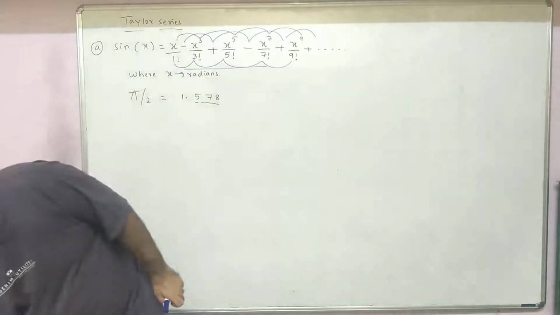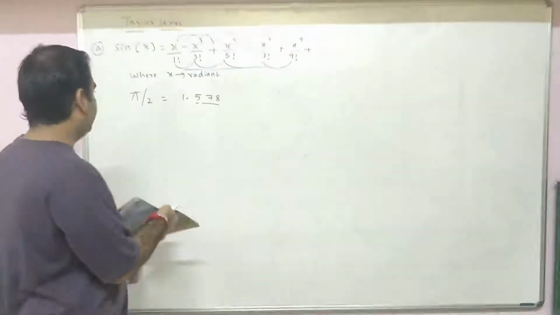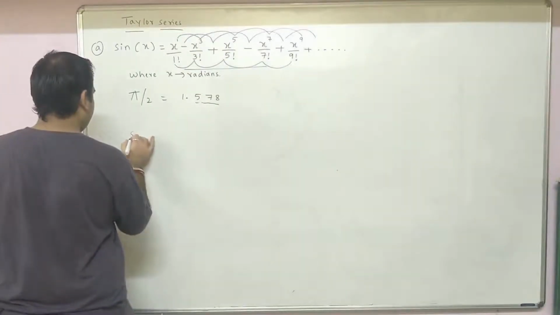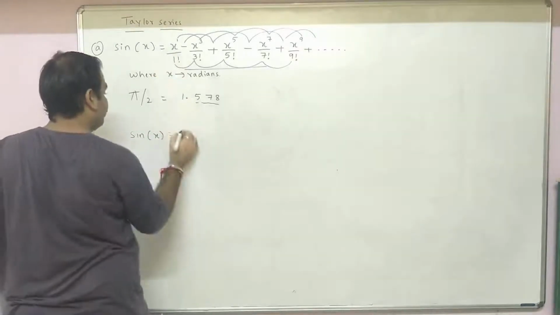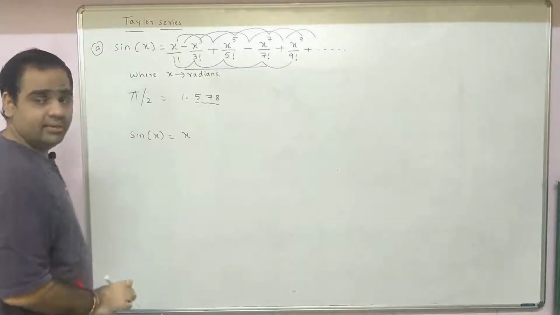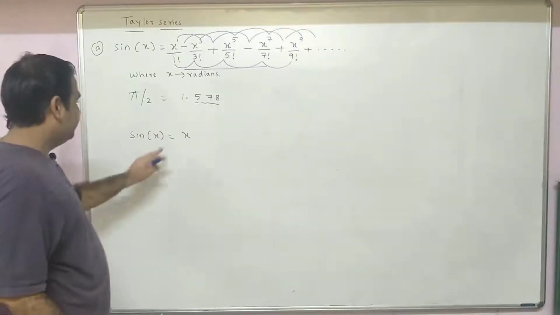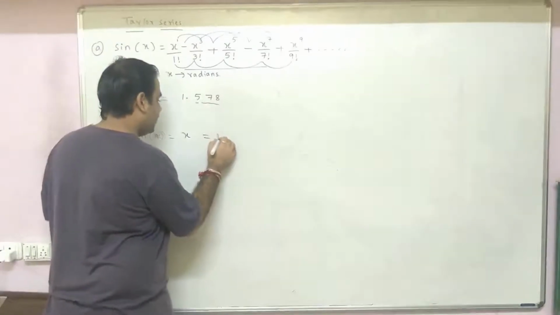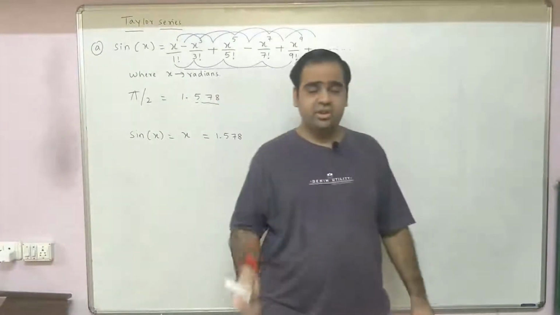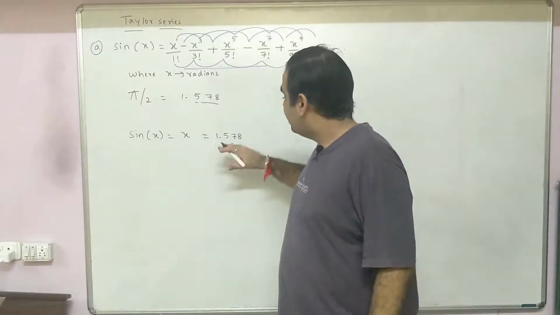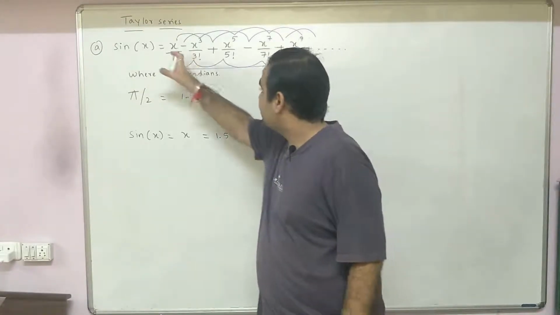Now how do we compute it? Already I have written the answers and computed it. Now first what we do, we take sine of x. You take the first term. What is the first term? x to the power 1 divided by 1 factorial is x. Now it is equal to 1.578 because the value of x is 1.578, in radians. So it is the first term.